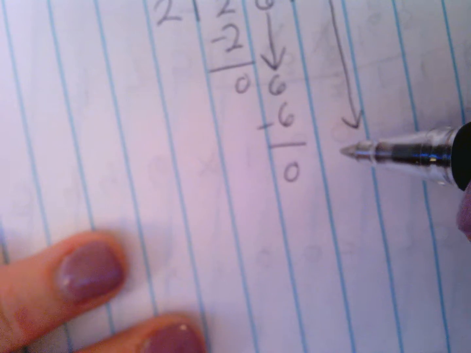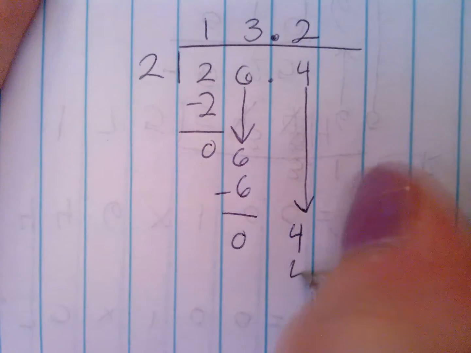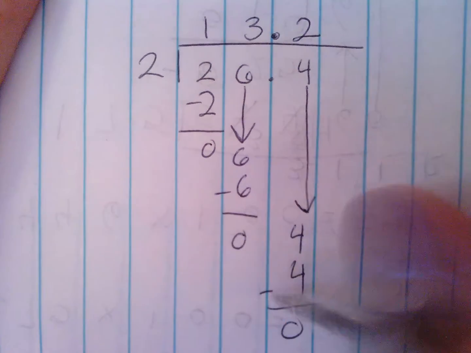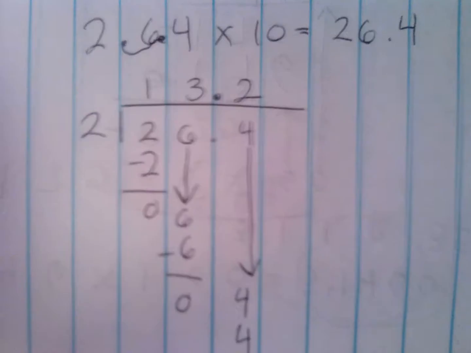6 minus 6 equals 0. Now I bring my 4 down. Since my decimal point is here, I will bring it right up. You see how I brought that straight up because it's the only decimal point I have. All right, this becomes 4. 4 divided by 2 equals 2. 4. So you have no remainder. So if you got the answer 13.2, you are correct.